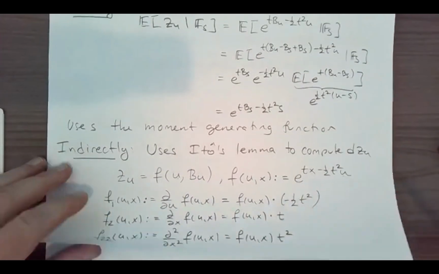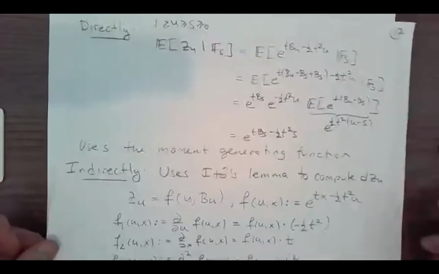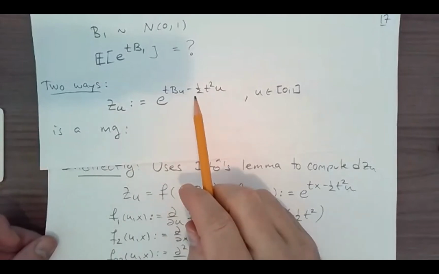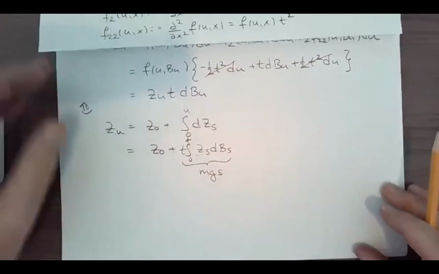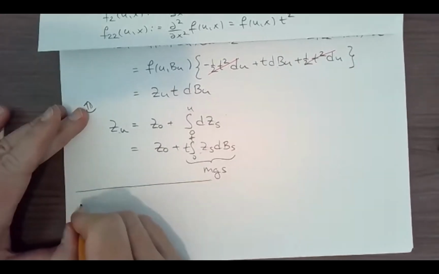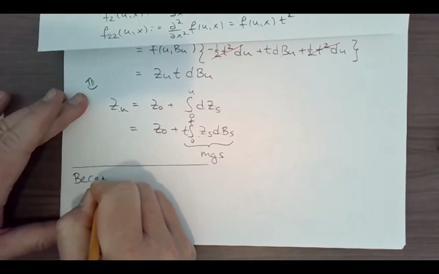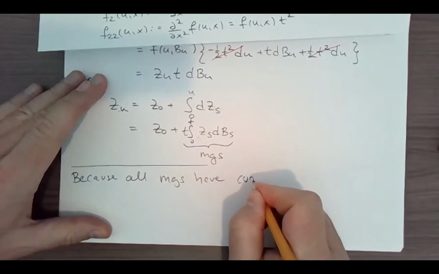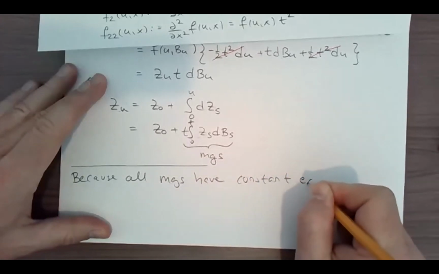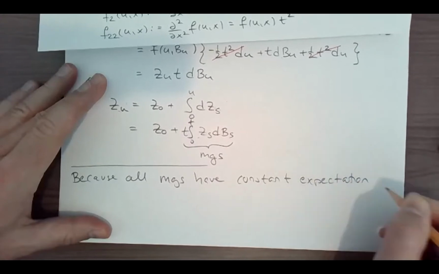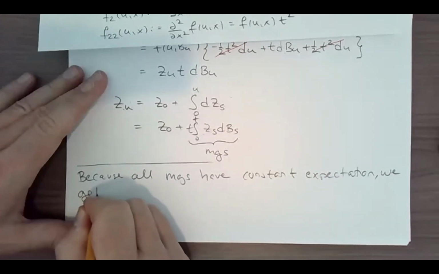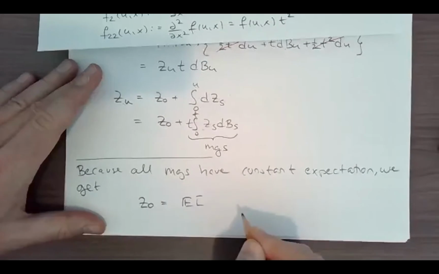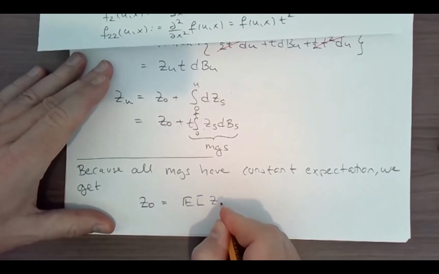I'm hoping that at least at this point we are convinced, there was a direct argument and an indirect argument, that this object here is really a martingale. So now we're done proving that. Because all martingales have a constant expectation, we get that Z0 is equal to the expectation of Z1.